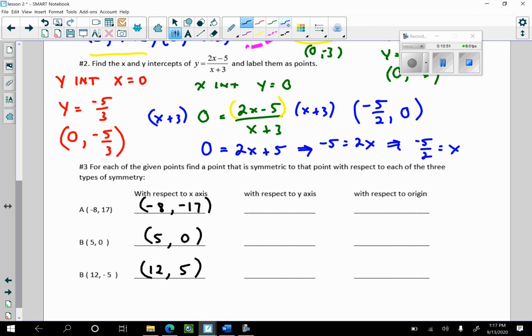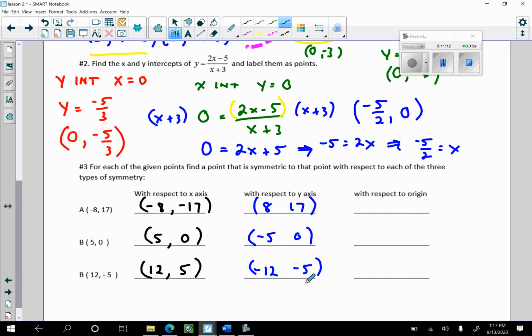If you're reflecting across the y-axis, the y's stay the same and the x's go opposite. The x's go opposite, the y's remain the same.